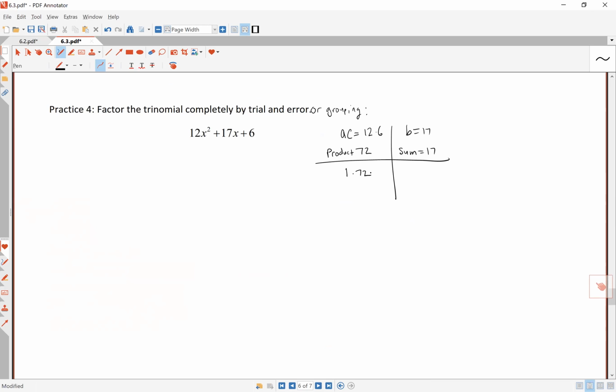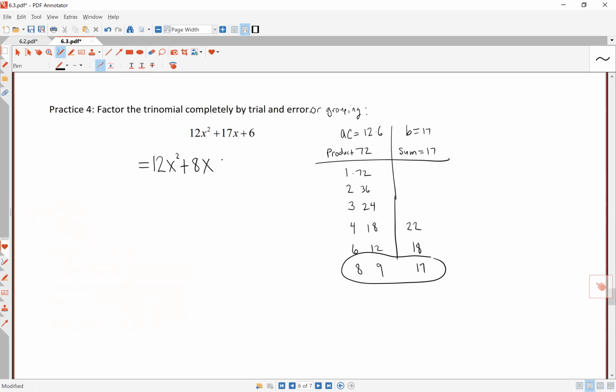1 and 72 is too big. 2 and 36 is too big. 3 and 24 is too large. 4 and 18 is too big. We're at 22 now. 4, 5, 6, and 12 puts us at 18. 6, 7, 8, and 9 puts us at the right spot, 17. 8 and 9 are our numbers, so we replace the 17x with 8x and 9x.